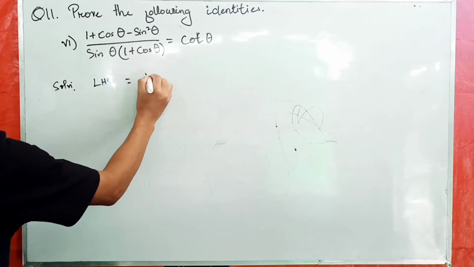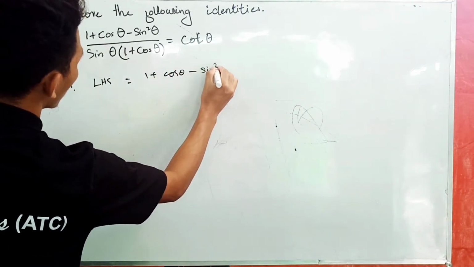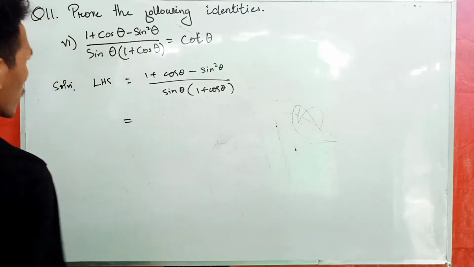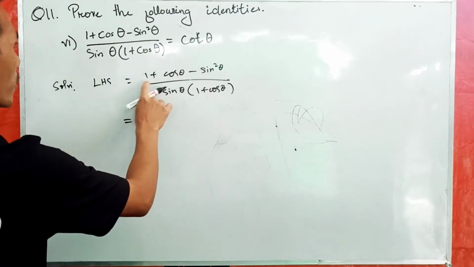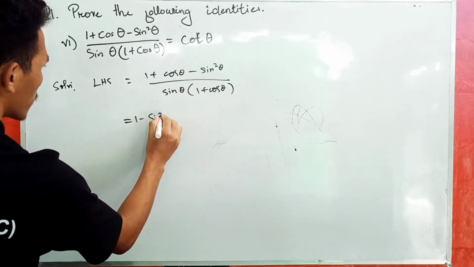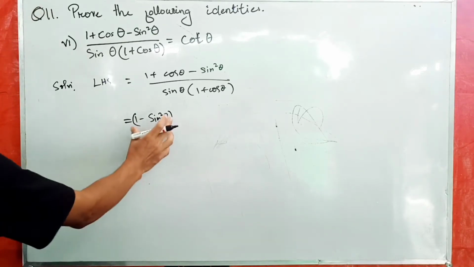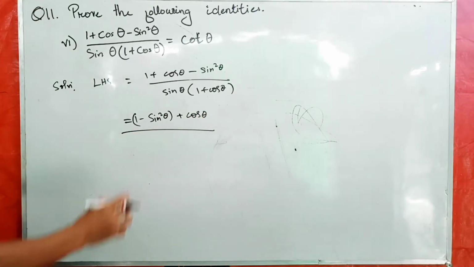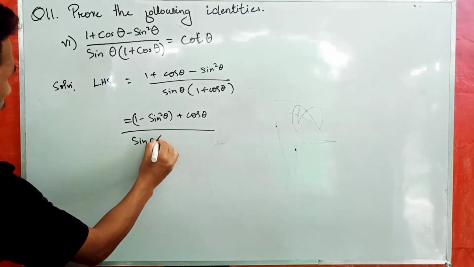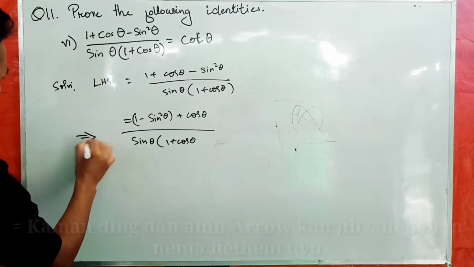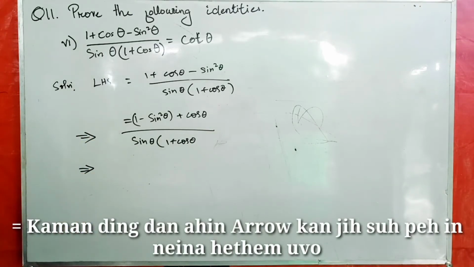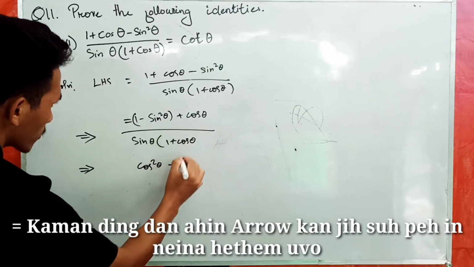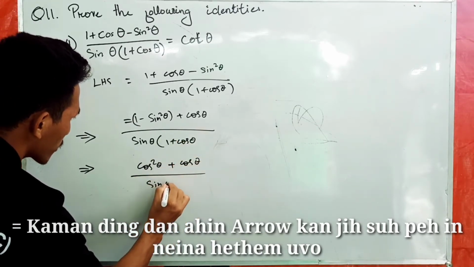Left hand side will be equal to 1 plus cos theta minus sin square theta by sin theta into 1 plus cos theta. Okay, 1 minus sin square theta, let's keep aside, because we know this formula. Let us write the denominator sin theta into 1 plus cos theta. What is the formula of 1 minus sin square theta? We know that 1 minus sin square theta is cos square theta plus cos theta.